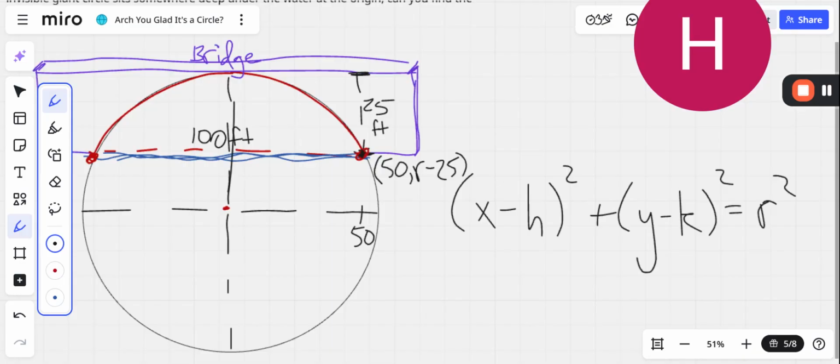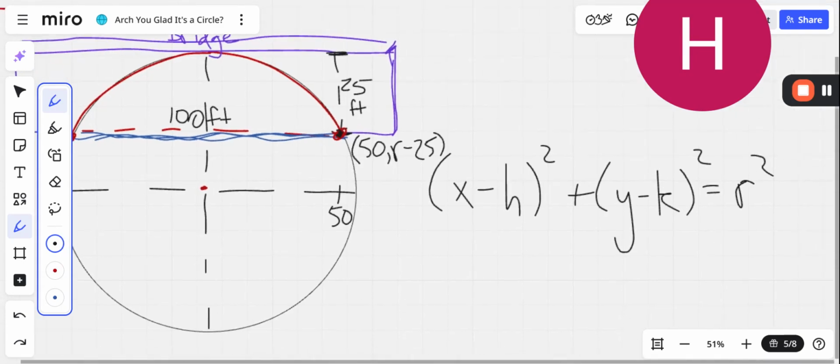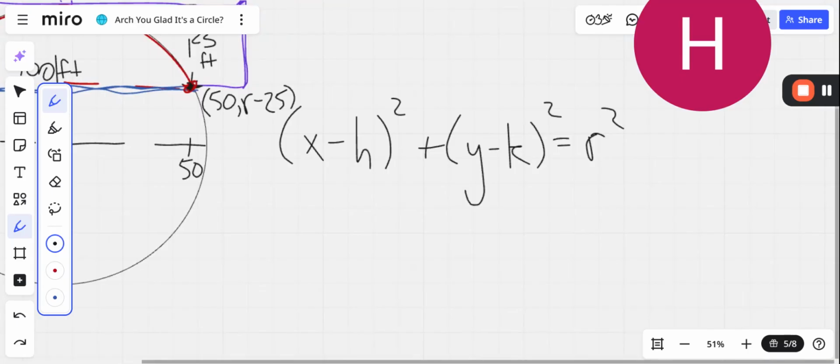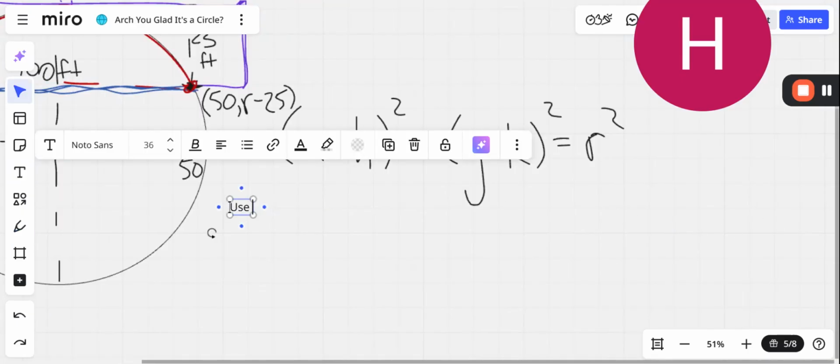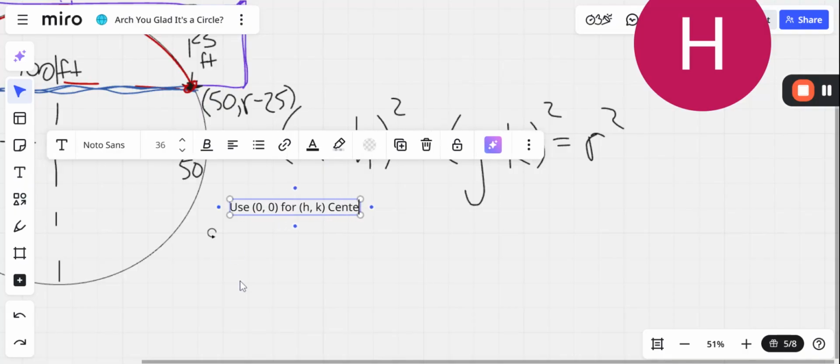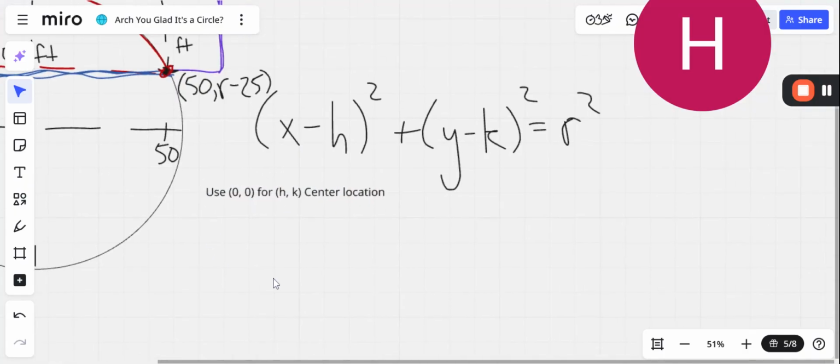The radius would take you all the way to the top, which is where the bridge is at. But that goes through some of the water. So if we were to subtract 25, that would give us just this height here. Right? That just makes sense. So using this point, we can plug this into our equation. Fortunately, where is our center? Our center is at the origin, so we can just use 0, 0 for our h comma k. That makes the math a little bit nicer.